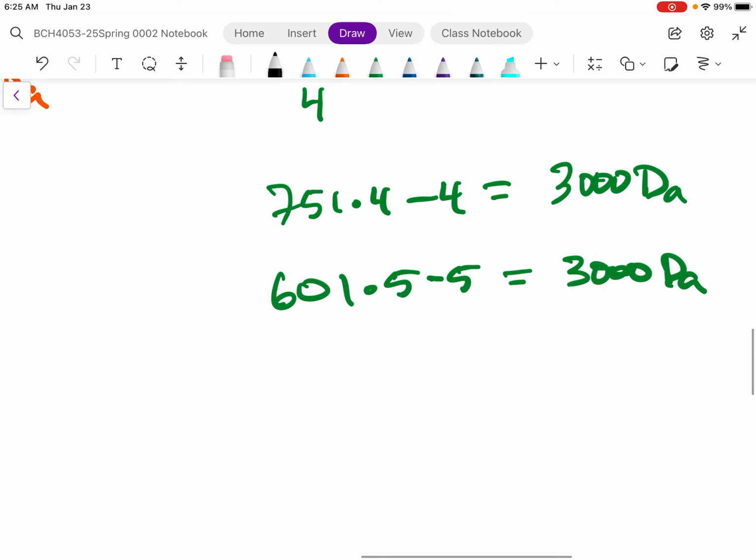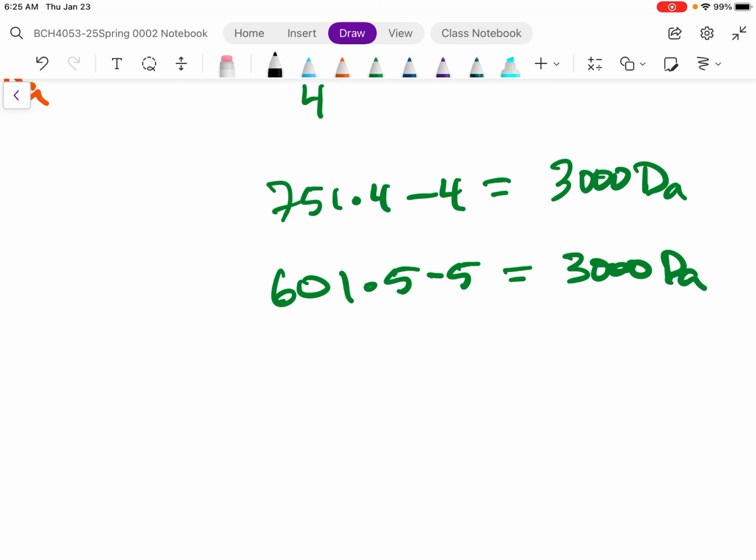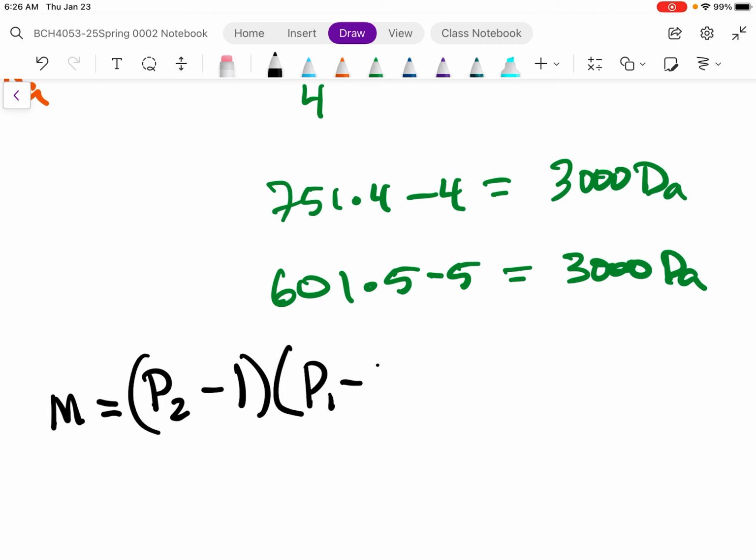Let's look at a different way that you could solve for the mass. Instead of finding the charge state and then figuring out the size, you can just go right from the m over z's directly to the mass. With this formula, it's peak 2 minus 1, multiplied by peak 1 minus 1, all divided by peak 2 minus peak 1.